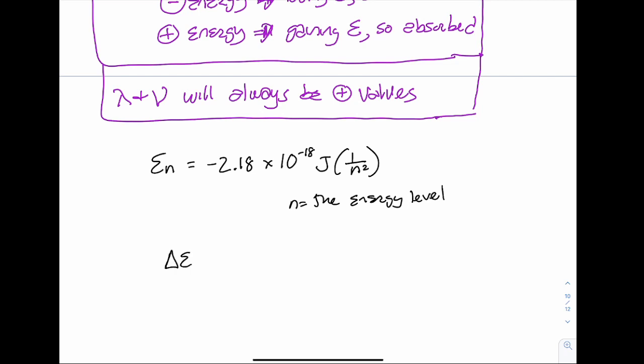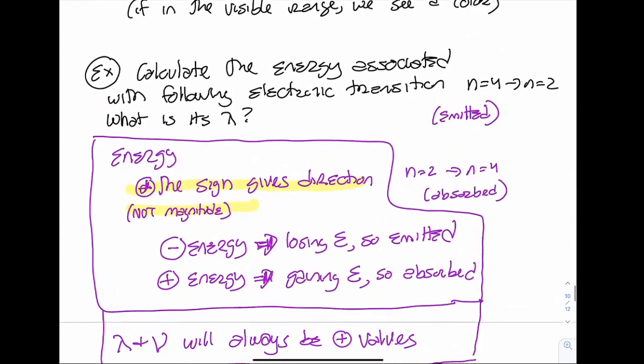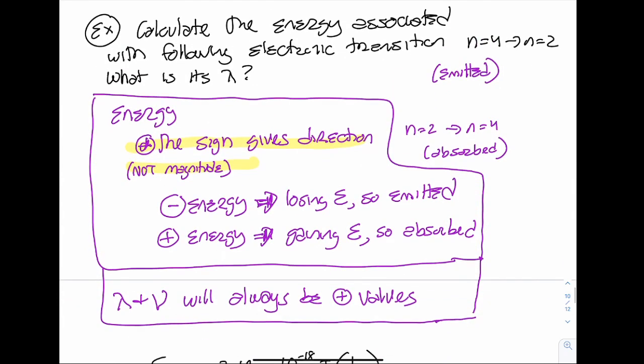Delta means change when we write it this way. So capital delta, change in energy. It's going to be my final energy minus my initial energy. So essentially, we're going to do this equation twice. Once plugging in 2 for N, another time plugging in 4 for N, and then we're going to subtract them to get the difference. As far as which one gets subtracted from which, I don't think of the final and initial. What I think of is this whole, should it be positive or negative? So subtract it however you want, and then add the appropriate sign.